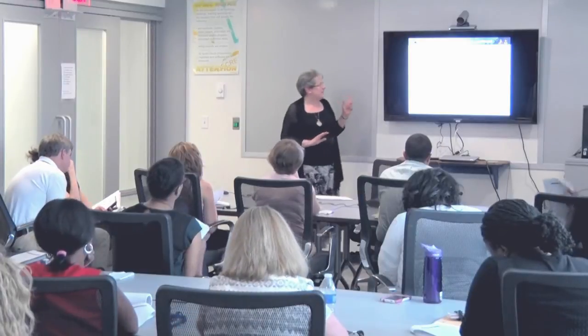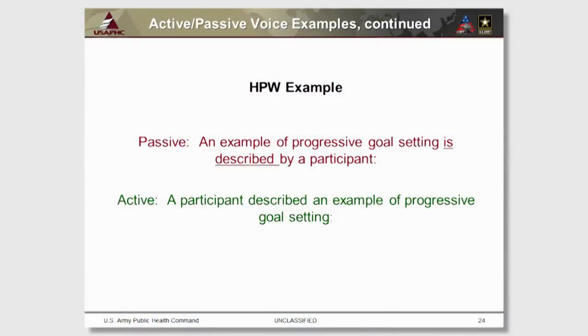So this came from a recent HPW pub, and we've just turned it around to say, because the participant is the one doing the describing, and the reason you see a colon there is this was a lead-in for a quote. And so that it's not a complete sentence here. We just pulled out the key part that we wanted to use. A participant described an example of progressive goal setting. So again, the doer is before the verb.